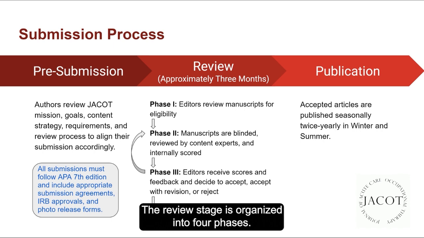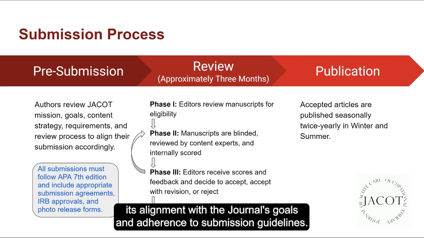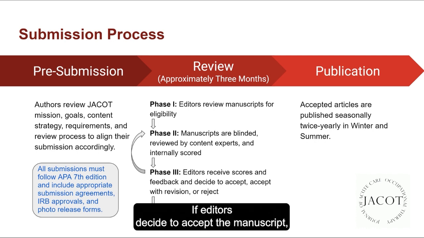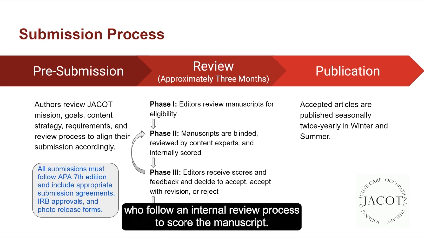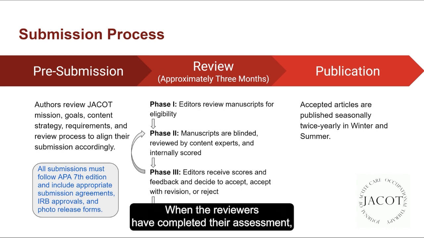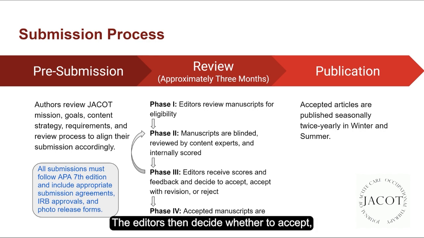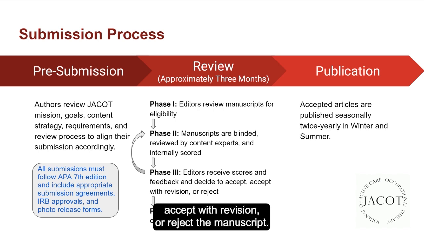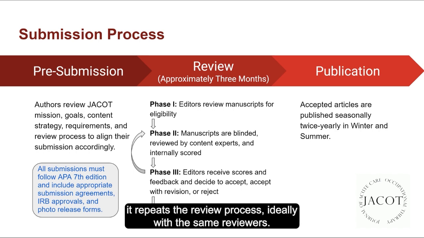The review stage is organized into 4 phases. In the first phase, the journal editors will review the manuscript for eligibility by assessing its alignment with the journal's goals and adherence to submission guidelines. If editors decide to accept the manuscript, it is double-blinded and sent to 2 content expert reviewers who follow an internal review process to score the manuscript. When the reviewers have completed their assessment, the editors receive the reviewer scores and feedback. The editors then decide whether to accept with revision, or reject the manuscript. If the manuscript is accepted with revisions, it repeats the review process, ideally with the same reviewers.